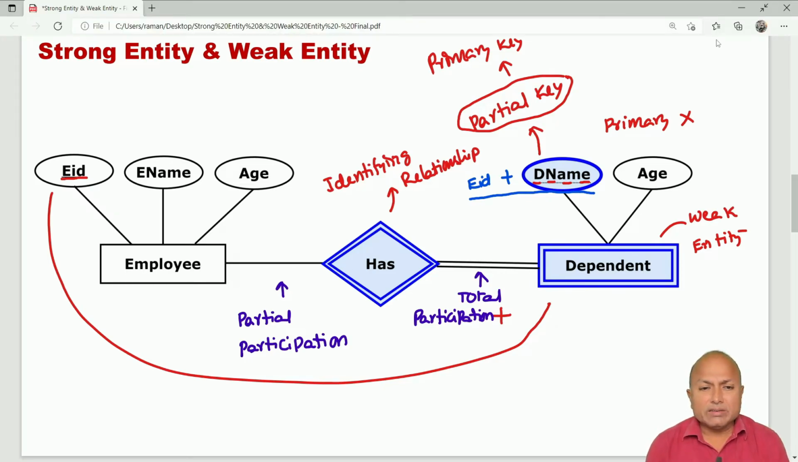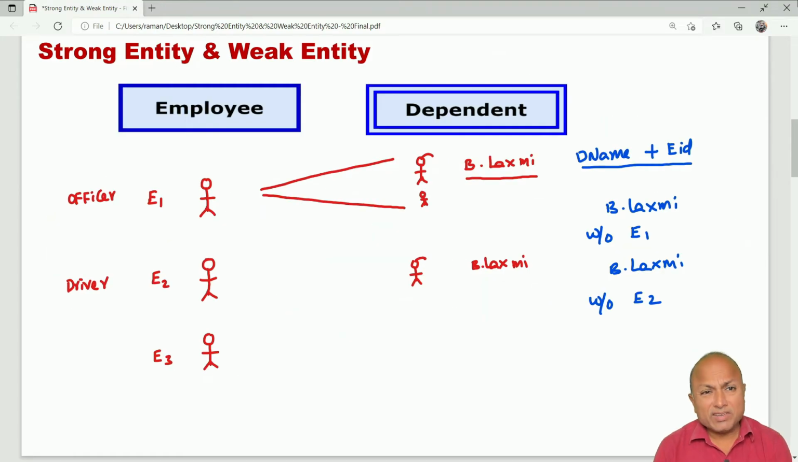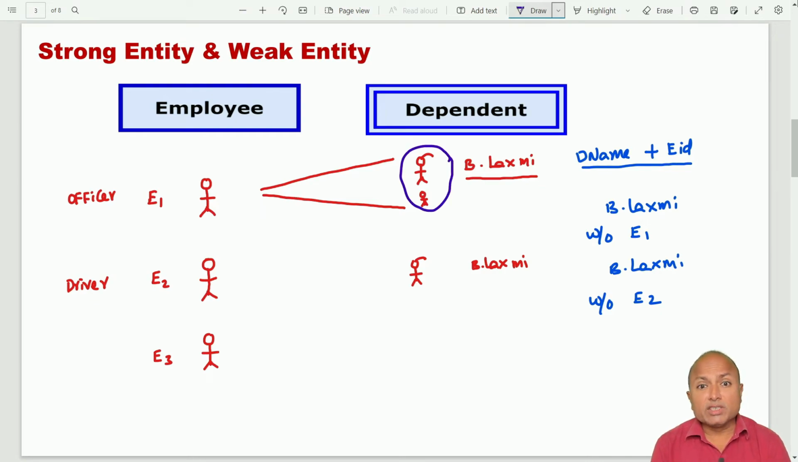Again, we'll understand partial participation and total participation with an example. Let us consider this example. Here there are some dependents. Whenever there are dependents in an organization, definitely they have some relation with some employees. Then only they will exist. Otherwise, without an employee there is no dependent. So where there are dependents, definitely there is an employee. Whenever there are some employees, that doesn't mean that they must have dependents. They may or may not have dependents.